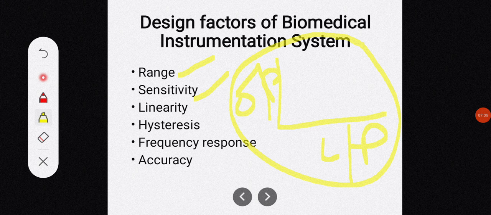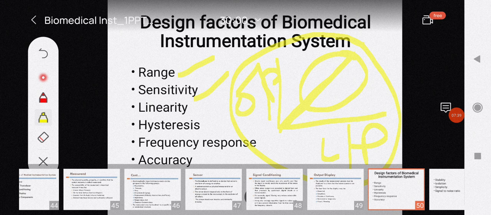So sensitivity, how can you represent sensitivity from the calibration curve? The sensitivity is the slope of the calibration curve. So if you have got a straight line like this, a straight calibration curve for a biomedical instrument, then the sensitivity is the slope of this calibration curve. Now it doesn't mean that the calibration curve for an instrument will always come out to be a straight line. It can be linear as well as non-linear. Here I have shown the linear curve.